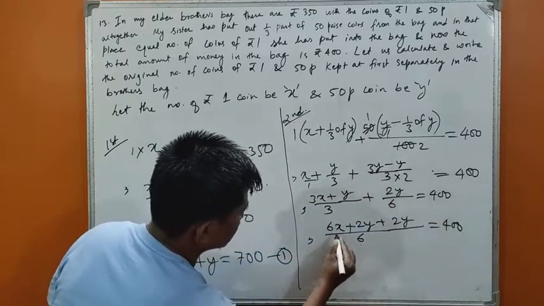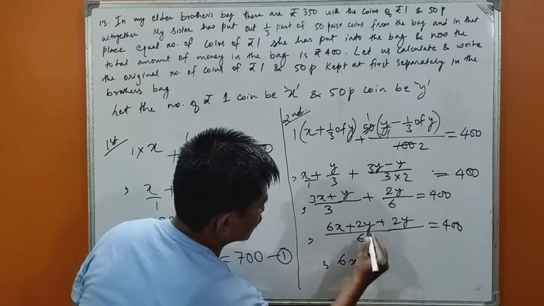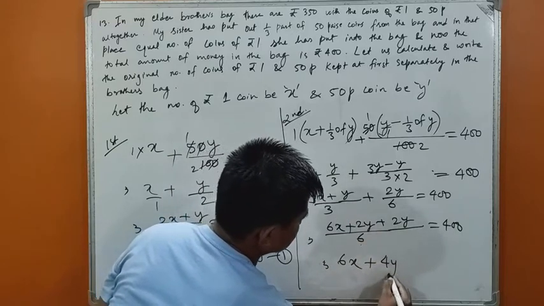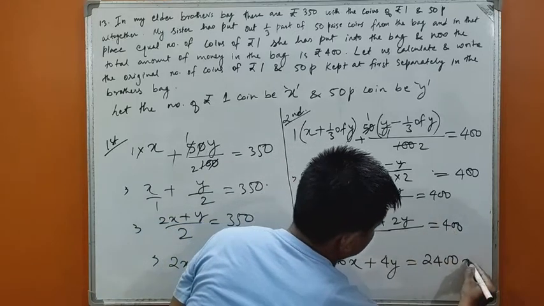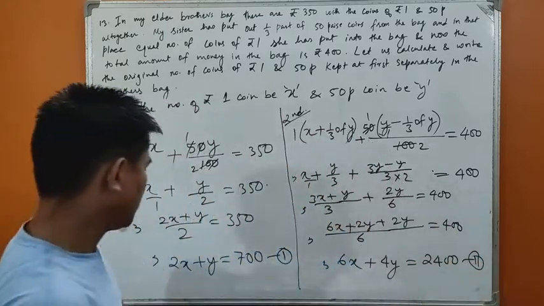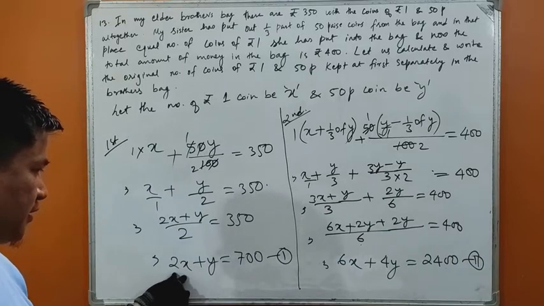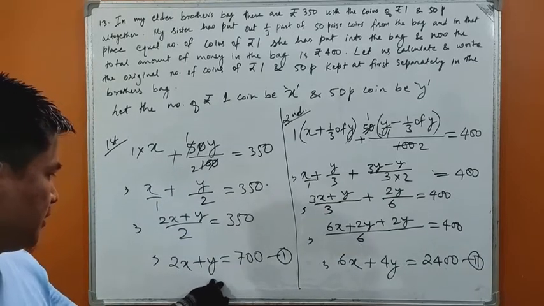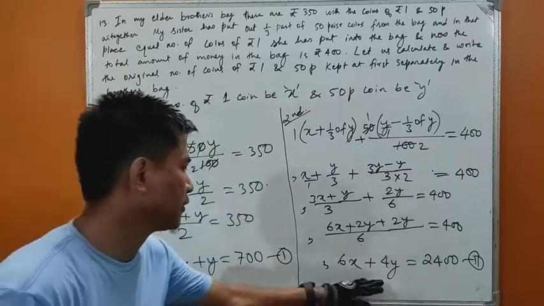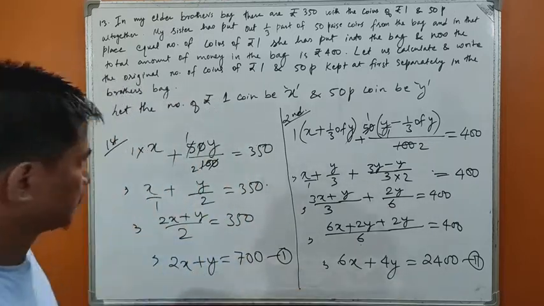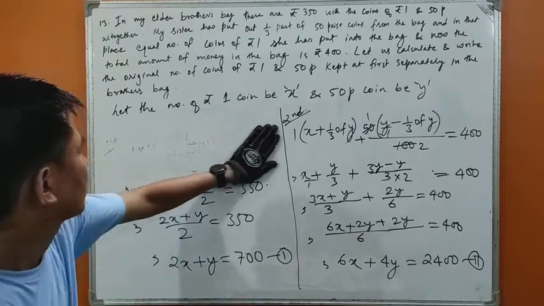So 6x plus 2y plus 2y is 4y, isn't it? Equals to 6 into 400 is 2400. This is equation 2. Equation 1 is 2x plus y is 700. Equation 2 is 6x plus 4y equals 2400. We can reduce this number, but let us not reduce right now.